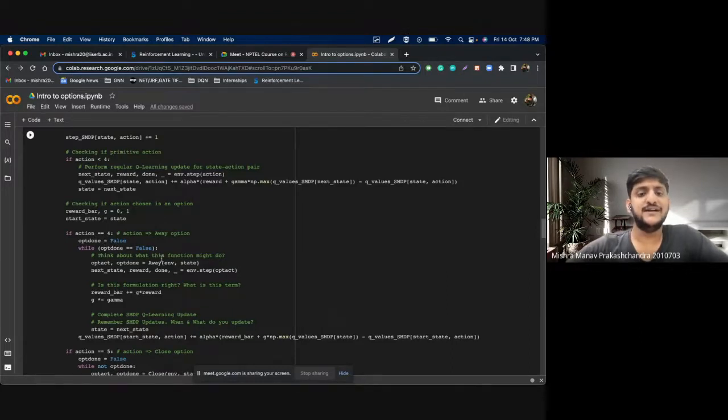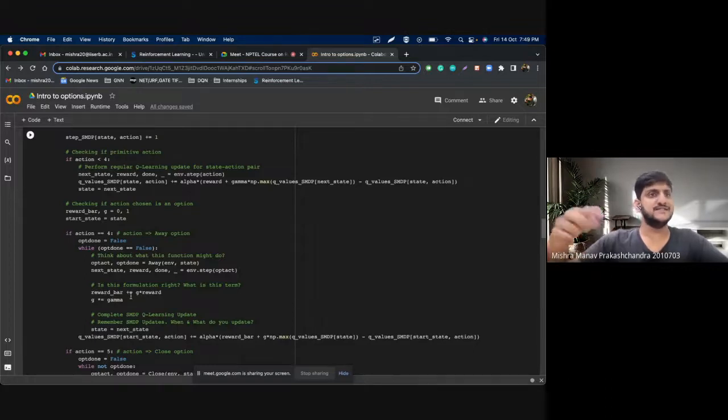And while opt done is false, I continue: I execute that particular action and do the update. I update my reward bar, so this is G plus the reward. And then I do G multiply equal to gamma, so G is basically the gamma part for this reward bar.